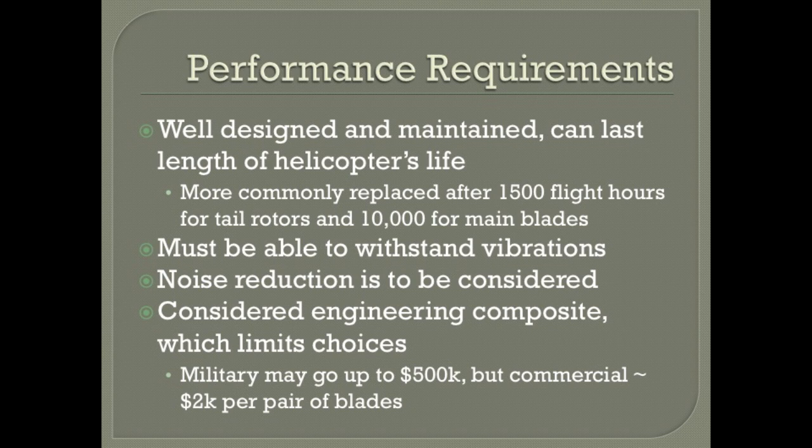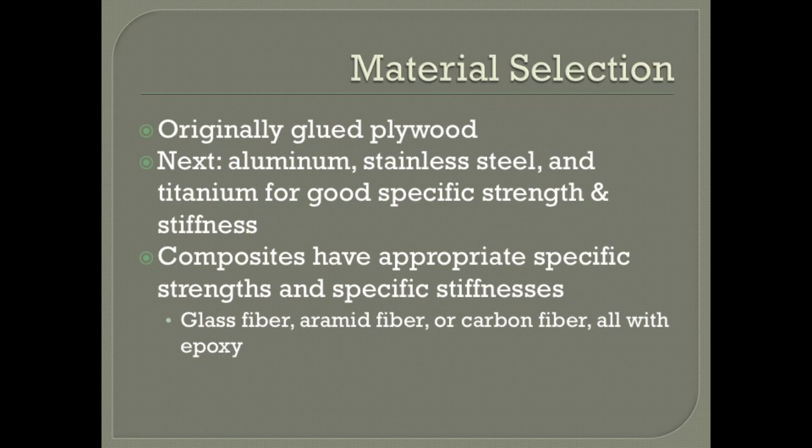Civilian blades typically range in price from approximately 1.5 to 3,000 per pair. However, more complicated applications may increase the price and the cost allowance of the blades up towards $500,000 for Apache helicopter blades. Rotor blades were originally made with plywood sheets glued together. These were a poor choice as they would become ruined by water and eventually deform. Aluminum, stainless steel, and titanium were tried next, and they all have good specific strengths and stiffnesses, but had high costs and weight. So, these materials have been replaced by composites.